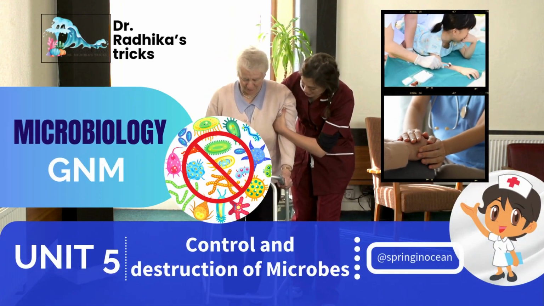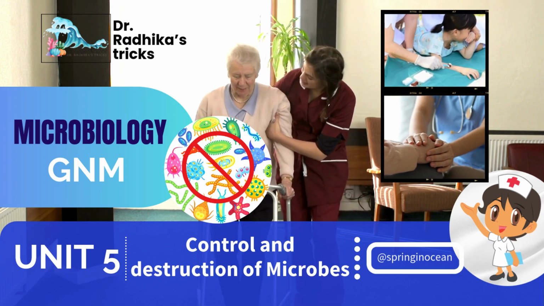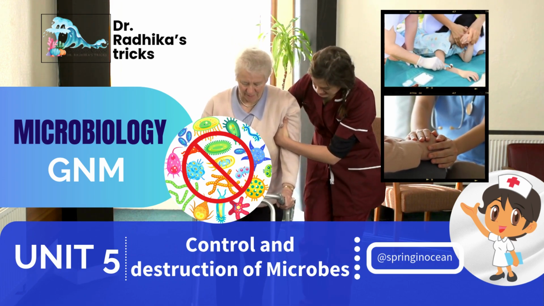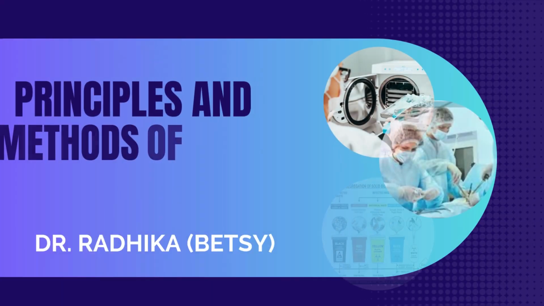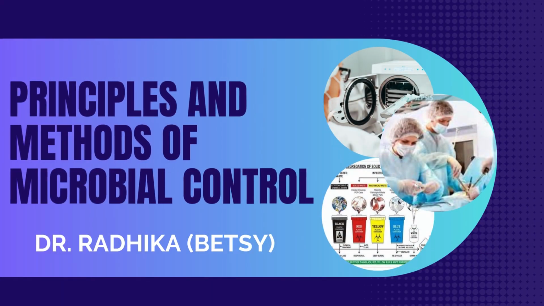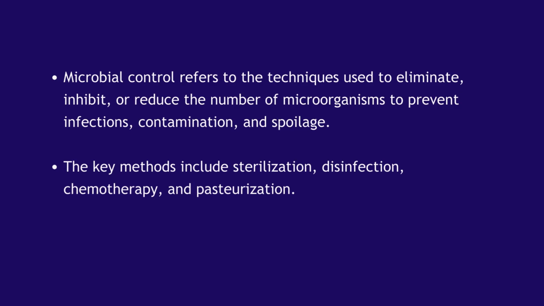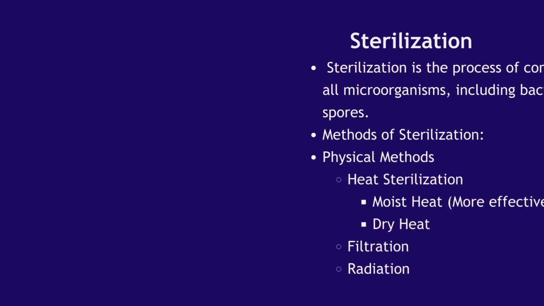Microbiology for GNM Unit 5, Control and Destruction of Microbes. Principles and methods of microbial control. Microbial control refers to the techniques used to eliminate, inhibit, or reduce the number of microorganisms to prevent infections, contamination, and spoilage. The key methods include sterilization, disinfection, chemotherapy, and pasteurization.